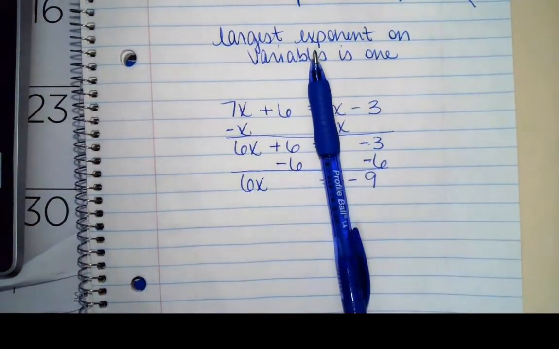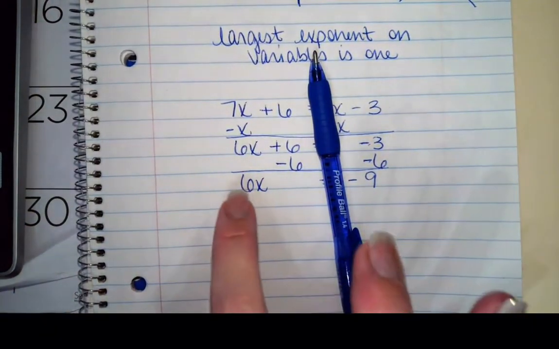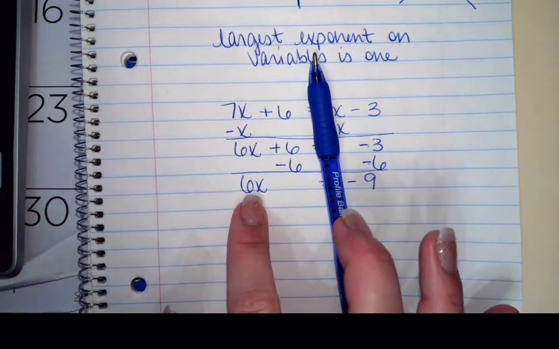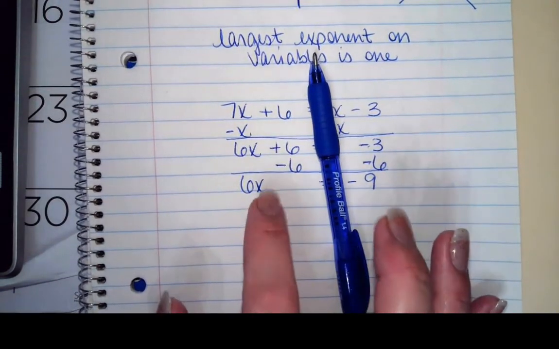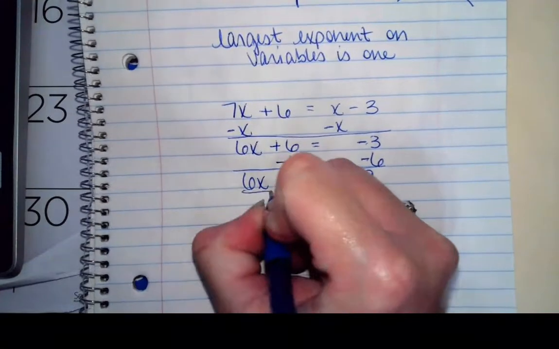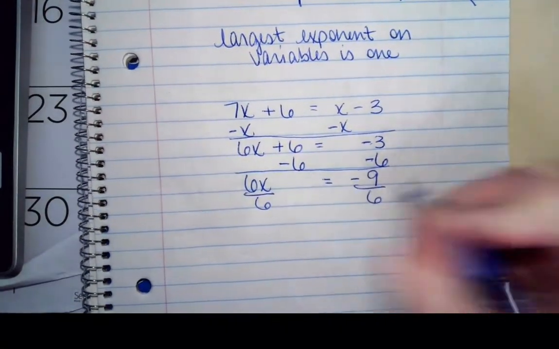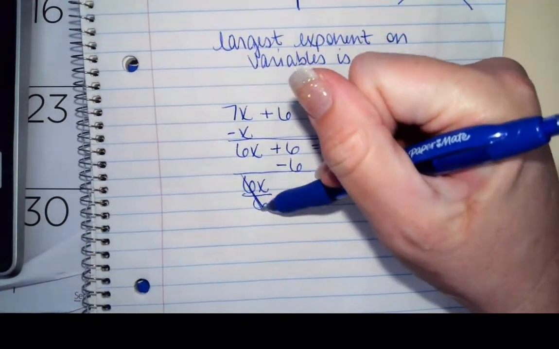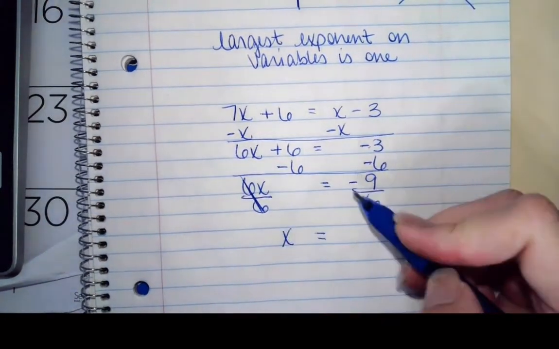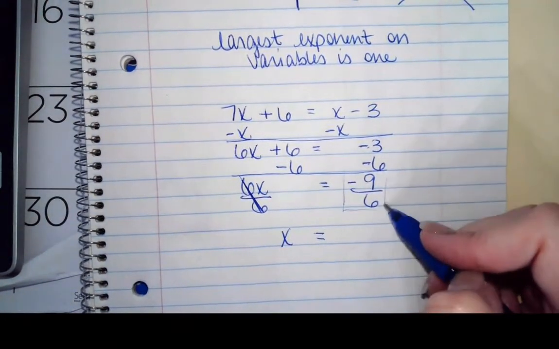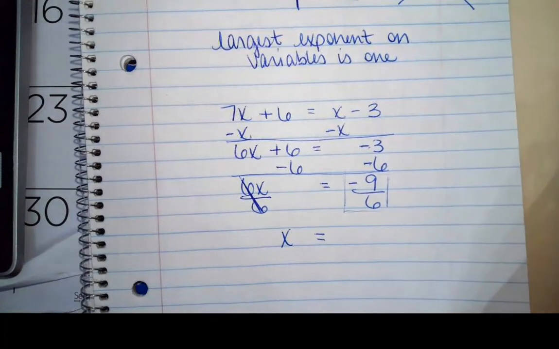So now I've got my x's almost by itself. I have 6 times x. So what's the opposite of multiplication? The opposite of multiplication is division. So to get rid of that 6, I'm going to divide both sides by 6. So any number divided by itself is 1. That leaves me with x equals, and now this is a fraction that I'm going to go ahead and reduce.